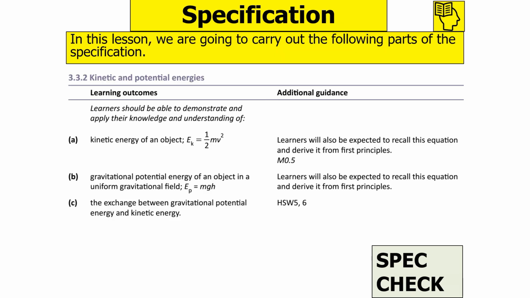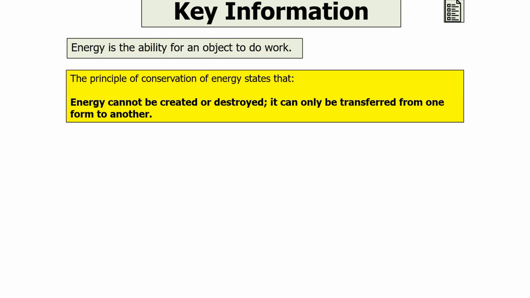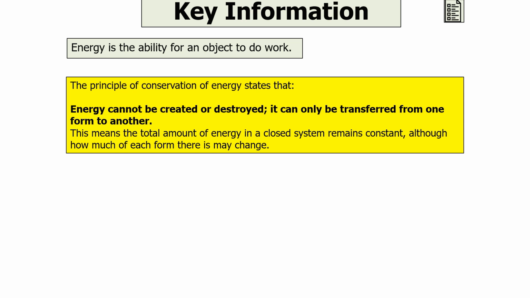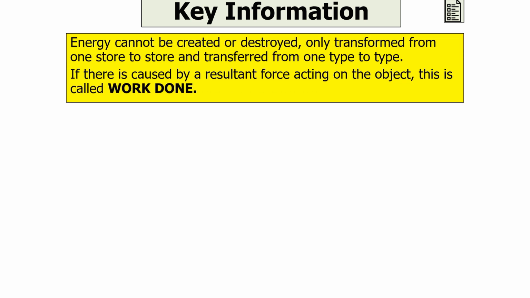So in today's lesson we're going to be looking at the following part of the OCR A-Level Physics specification, 3.3.2, kinetic and potential energies. So energy is the ability for an object to do work. The principle of the conservation of energy states that energy cannot be created, it cannot be destroyed, it can only be transferred from one form to another. This means that the total amount of energy in a closed system remains constant, although how much of each form there is may change. Now, as we know, energy cannot be created or destroyed, only transferred from one store to another store or from one type to another type.